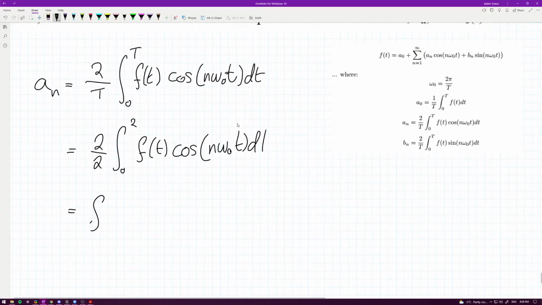I can say this is the integral from 0 to 1 of f of something dt, plus the integral from 1 to 2 of something dt. First of all, just make sure you're comfortable that I'm allowed to do this. I can break up the integral into two different ranges.